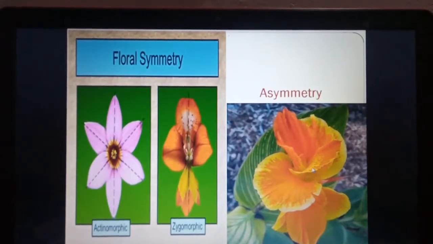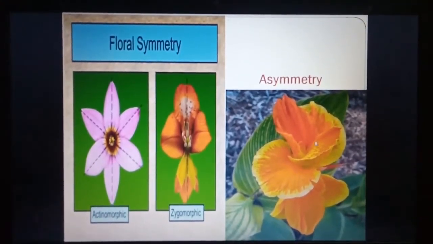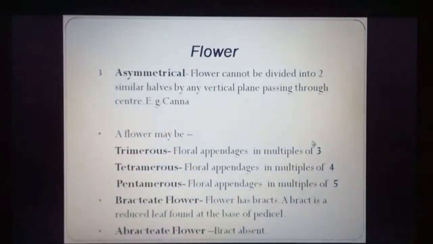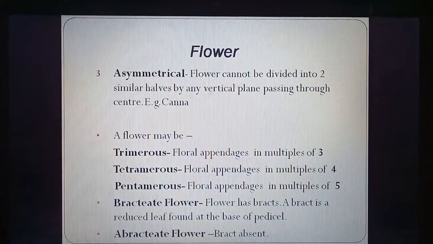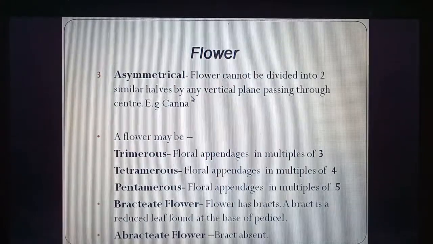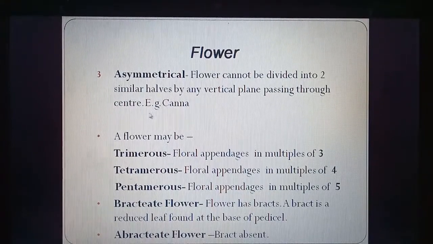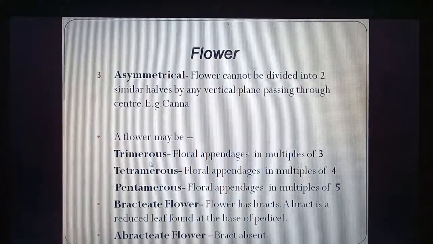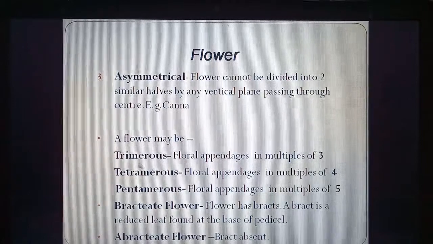Example is canna. So in some flowers there is no symmetry, means they cannot be divided into two equal halves. So they are called asymmetrical. So what is asymmetrical? Flower cannot be divided into two similar halves by any vertical plane passing through center. Example is canna.